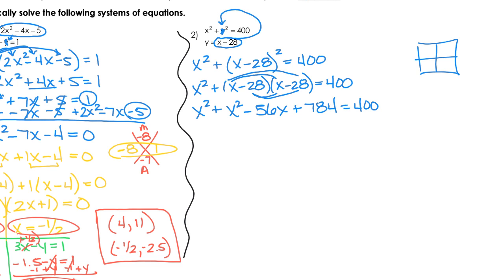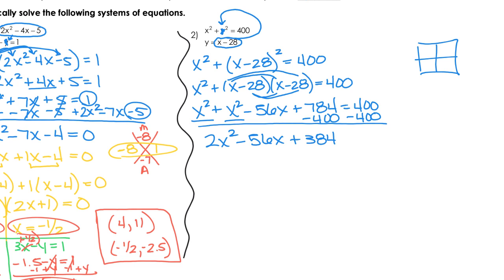Now we're going to go ahead and do some cleanup. An x squared plus an x squared is 2x squared minus 56x. And we're going to go ahead and subtract this 400 over at the same time. If you can't handle 2 steps at the same time, you can always do it in 2. Plus 384 equals 0. But I know I have a squared term in the front here, and I know I have to be equal to 0 in the back. So that's why I brought that 400 over.